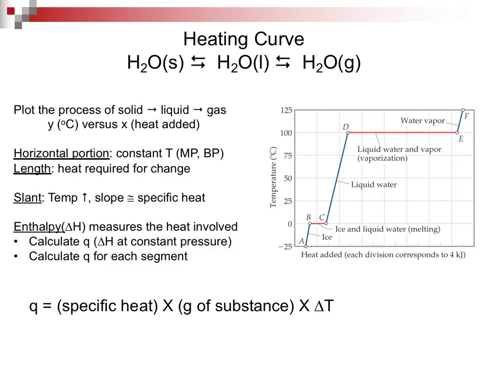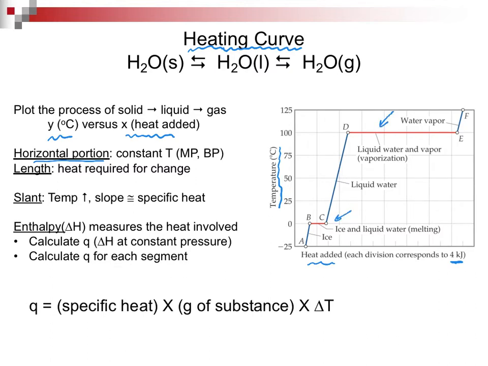All of this is a prelude to what's called a heating curve. So our first slide showed you a picture with all the terminology. What we have now is what is called the heating curve, where we plot on the y-axis the temperature in degrees centigrade, and on the x-axis, we plot the heat added. Now, this has often given students trouble because normally temperature is on the x-axis, but each division in this picture corresponds to 4 kilojoules.